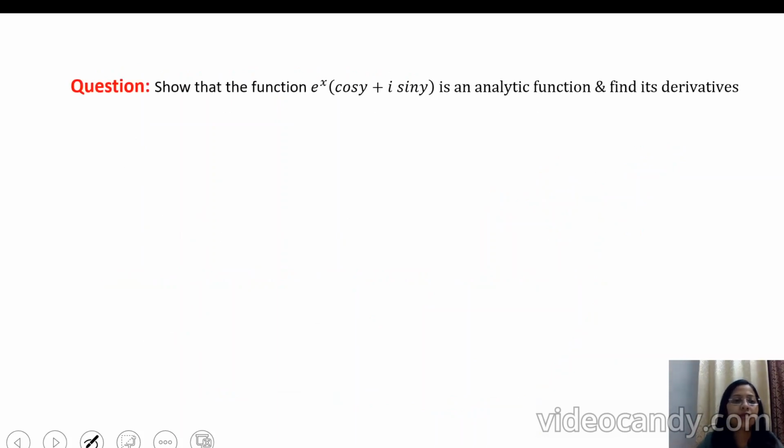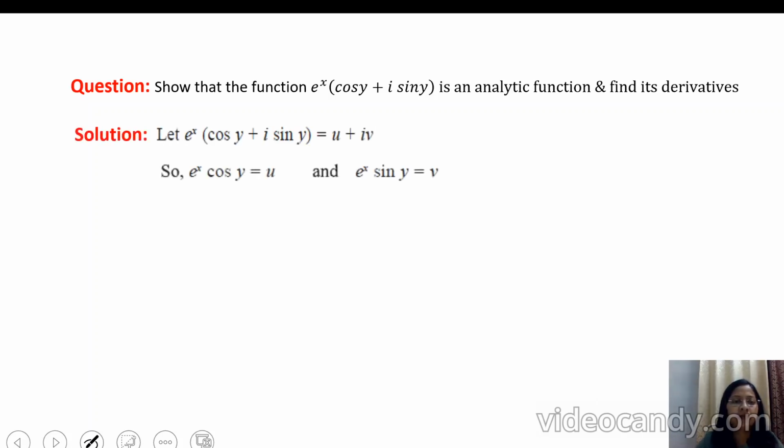Let's understand through a question. Show that the function e^x (cos y + i sin y) is an analytic function and find its derivative. So our function is this. We'll compare it with u + iv, where u and v both are functions of x and y. So here u would be e^x cos y and v is this. So what we have to do is find the Cauchy-Riemann equations, and those conditions should hold and its derivative should exist uniquely, independent of path, right? So both the conditions we have to check here.